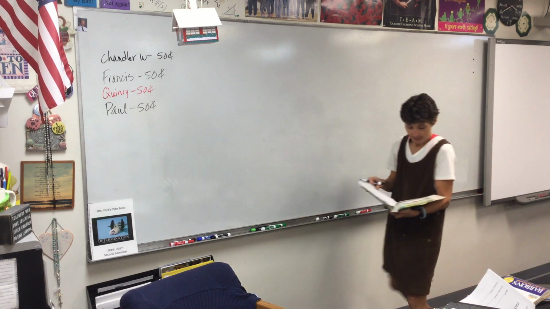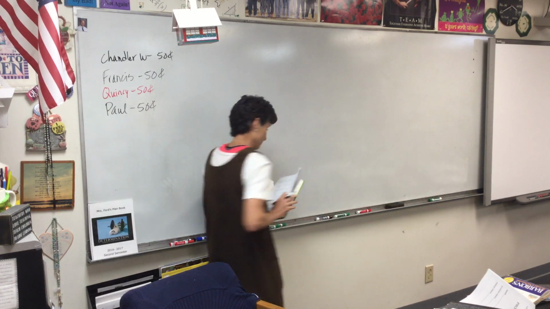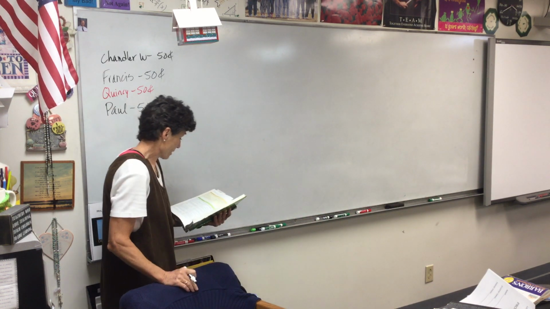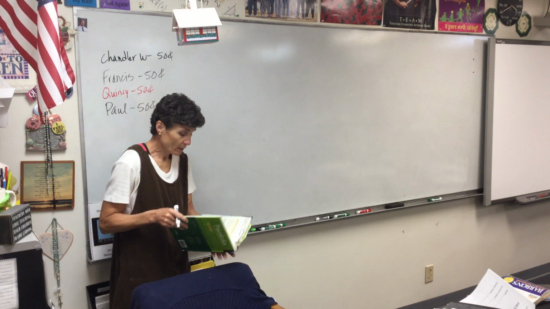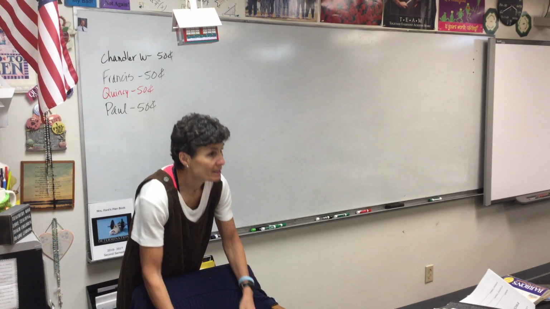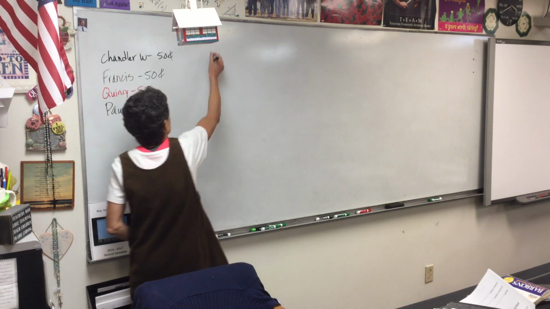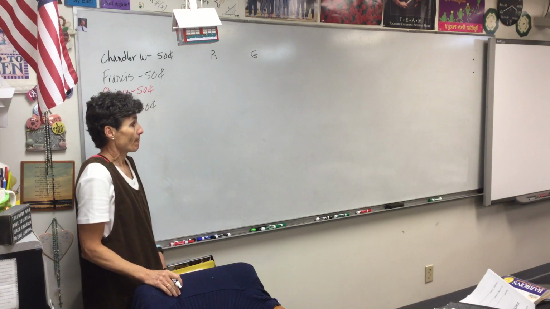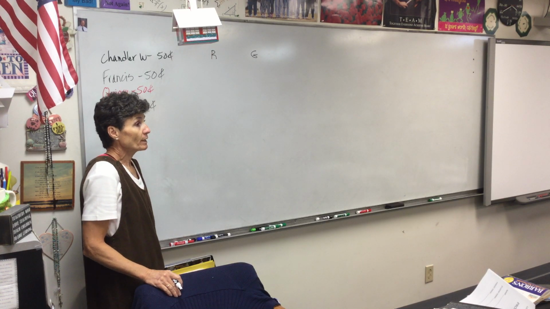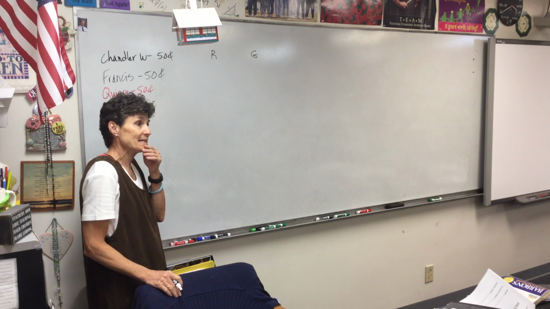9.3, and I'm going to do problem number 1. A red die and a green die have been rolled. What is the probability that the sum is 9? So I have rolled a red die and a green die, and I want to know what the probability is.